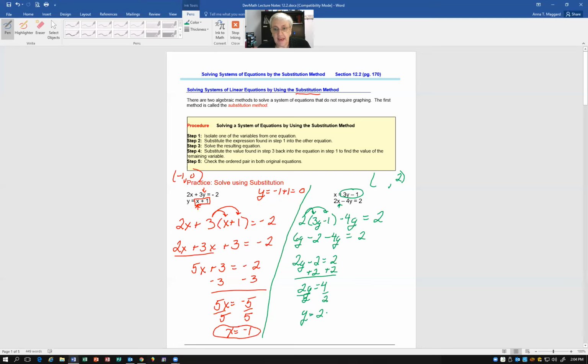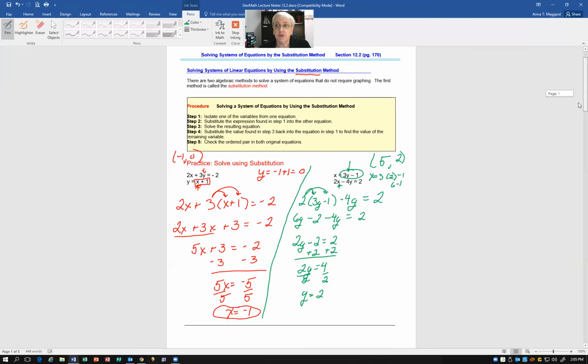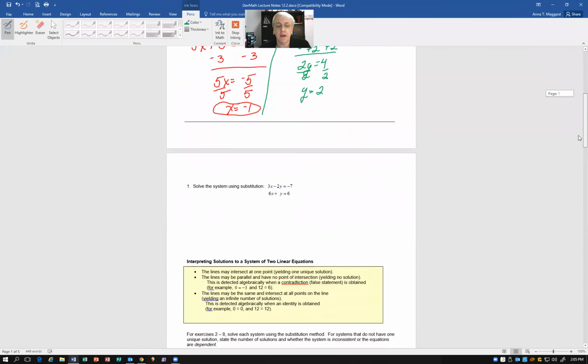Then I'll take that number, I can put it back in either equation. It's easier to stick it here. So I can say x equals 3 times 2 minus 1, so I get 5. That's the idea behind substitution. These two first examples, they already had one equation that was set up that made it really easy to substitute, where we had x equals or y equals.